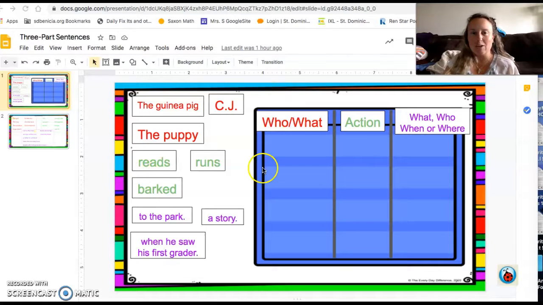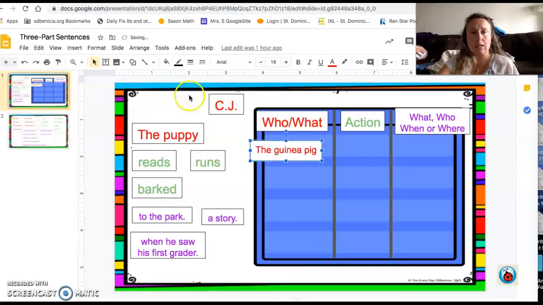So we're going to start here. In these three-part sentences, we're going to start with who or what. We're going to add an action. And then the third part is what, who, when, or where that action happens by that original subject. Here's the subject. I've made the subject red, so you'll notice that I have three different red options here. I'm going to take this one, and this one says the guinea pig. That's the first part.